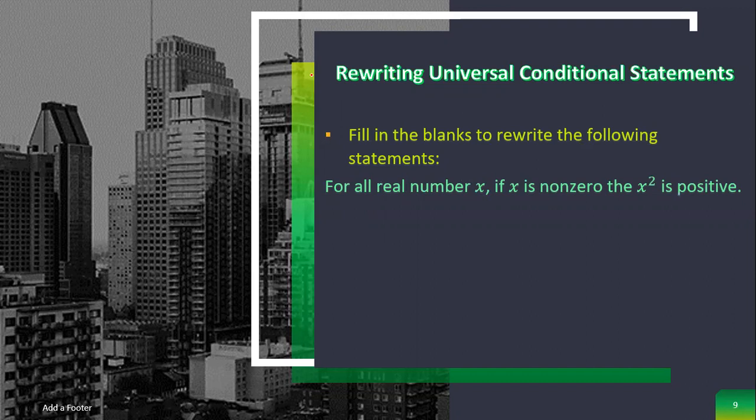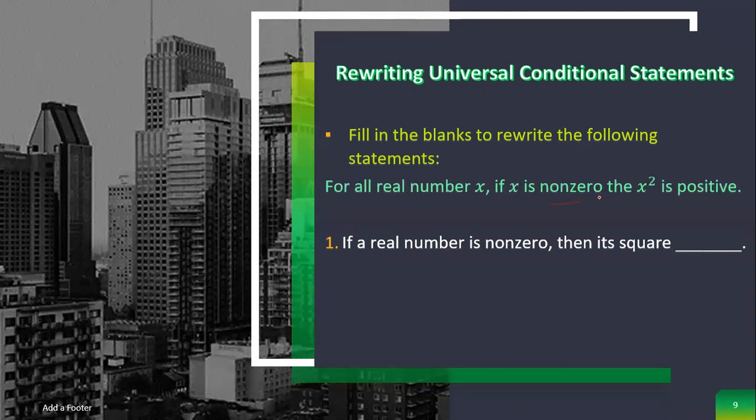In this statement, we are going to fill in the blanks to rewrite the following statements. If a real number x is non-zero, then x squared is positive. So there is a real number x, and if that number is non-zero and you square that number, you will get a positive answer. So if a real number is non-zero, then its square is blank. What will be your answer? I will give you time to answer that later on, maybe around 2 to 3 minutes.